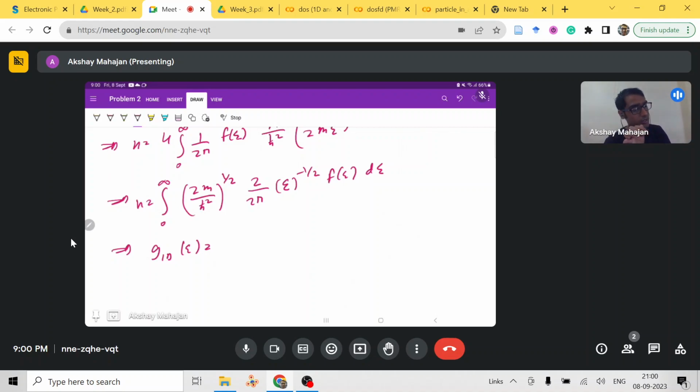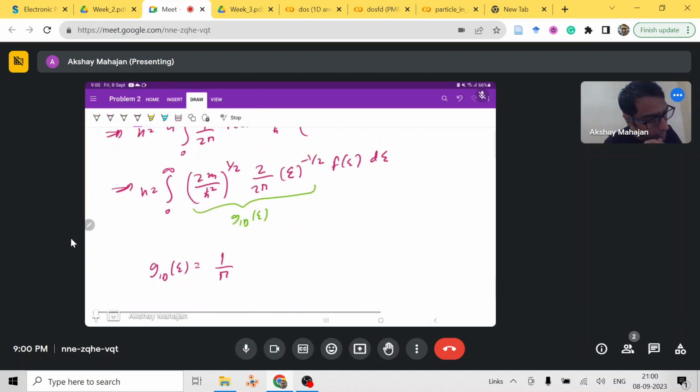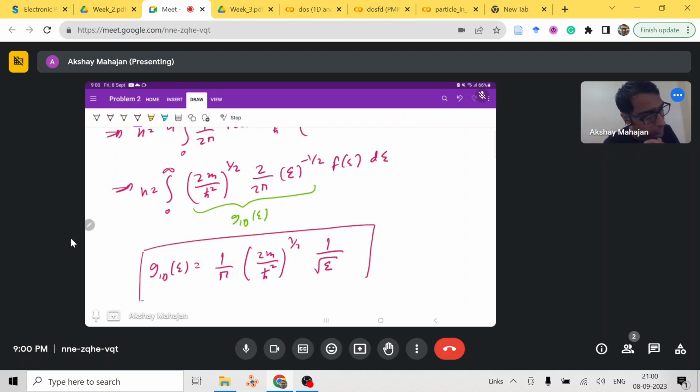Alright, so we have this integral, and this will be our g of epsilon, our g of 1D of epsilon. This is our density of states in the 1D case, g1D of epsilon, which equals 1 upon pi times (2m upon h bar square) whole to the power 1 by 2, times epsilon to the power minus 1 by 2, let me just write it as 1 by under root of epsilon. So this is what we know from the lecture.